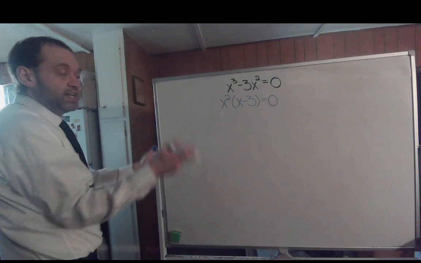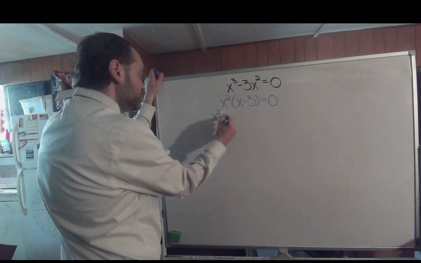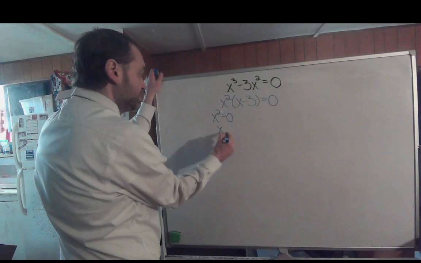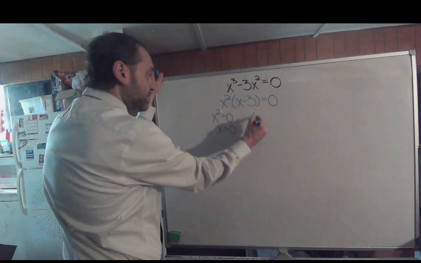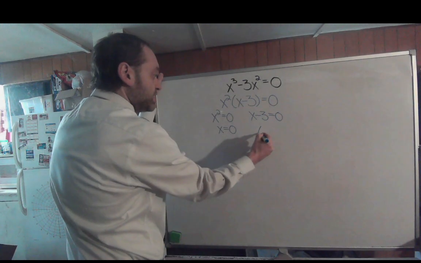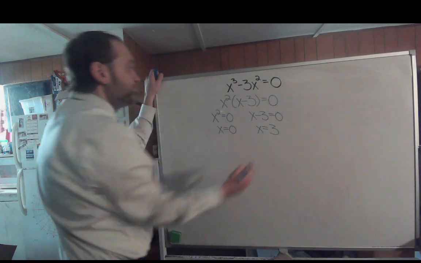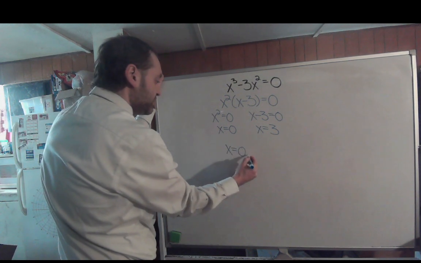Now you just set each of your factors equal to 0. x squared equal to 0 would simply give you x equals 0. And then you have x minus 3 equal to 0. That would give you x equals 3. So your solutions are x equals both 0 and 3.